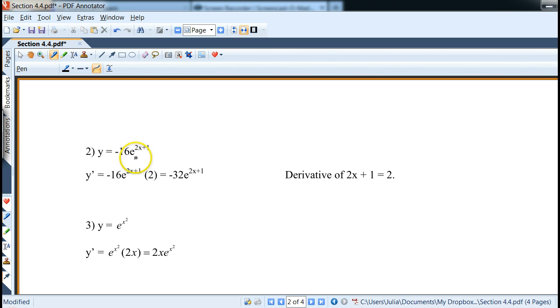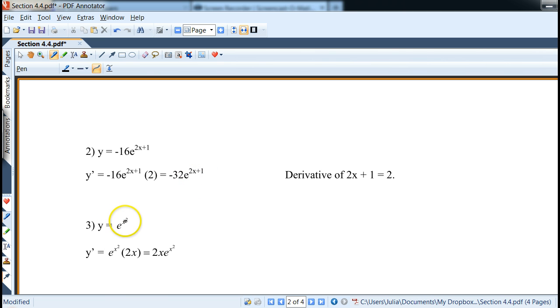Then the derivative of e to the 2x plus 1, that's what we focus on. Well, it's itself, e to the 2x plus 1, times the derivative of 2x plus 1, which is 2. But note, we have something to combine here. So negative 16 times 2 is negative 32 e to the 2x power.